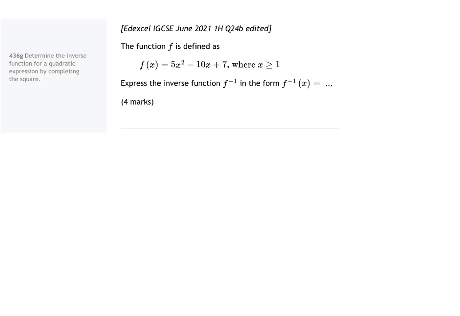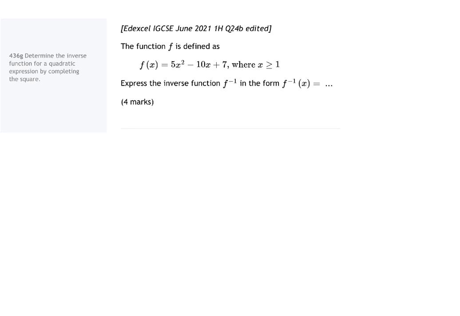This is an inverse function question. It involves a quadratic. There is a limit in terms of the value of x. They ask us to find f to the minus 1 of this, so we want the inverse of this function. It's quite a good question to look at because it actually involves completing the square as part of our solution. So let's look at the function itself.